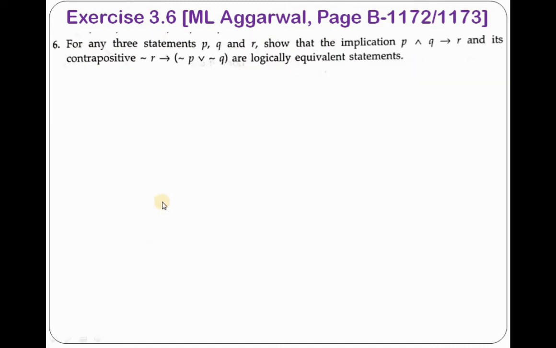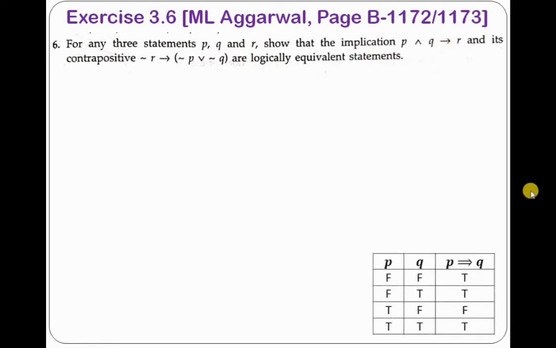Okay, so let's see the last question for the day. The question says, if P, Q and R are any 3 statements, show that the implication P and Q implies R and its contrapositive, that is this, are logically equivalent statements. So basically you are using conditional statements here. So let me write down your conditional statement truth table for reference.